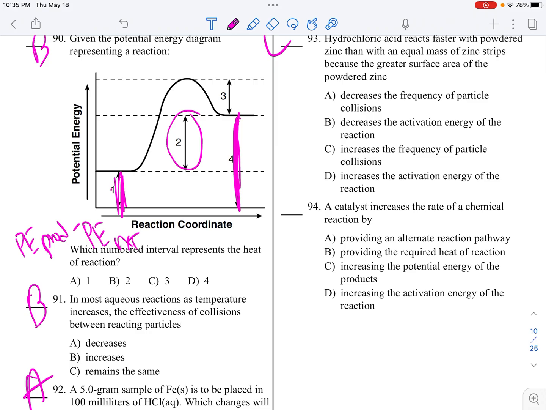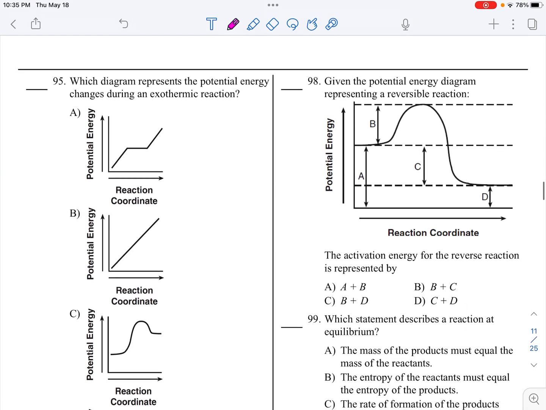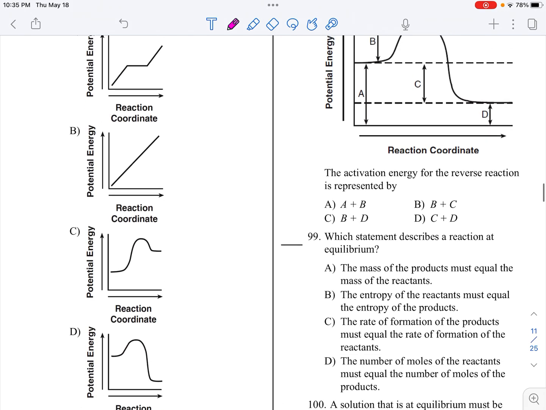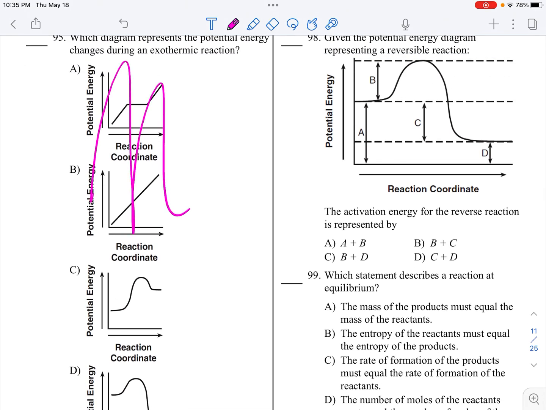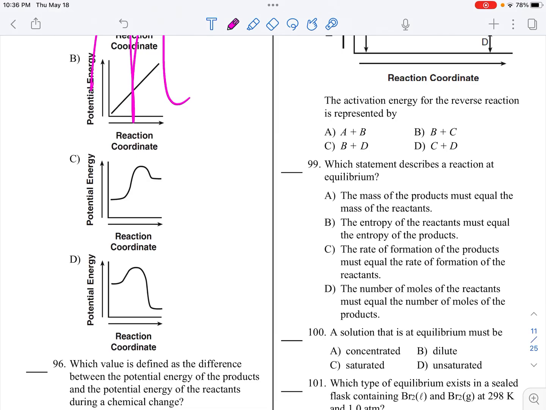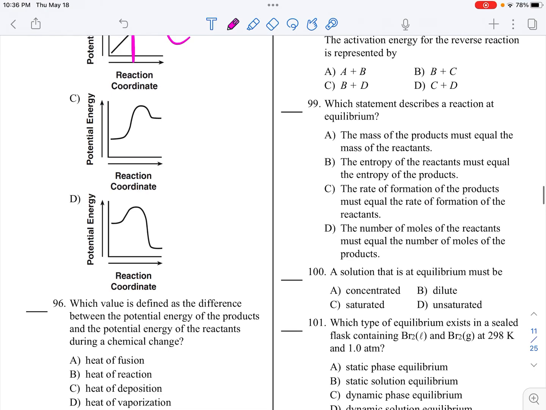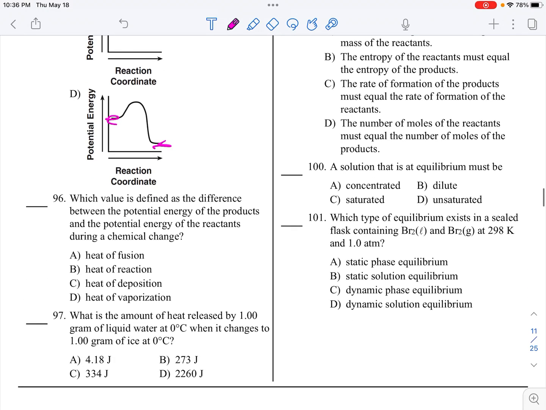A catalyst increases the rate of reaction by providing an alternate reaction pathway, lowering activation energy, not increasing. Potential energy diagram, exothermic. So first of all, it's got to be curvy. In an exothermic reaction, heat is given off, so it's choice D, showing how we start high and then end low. The difference between PE of products and PE of reactants is called the heat of reaction.